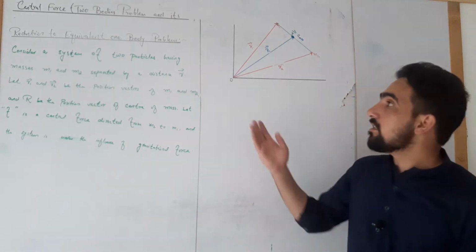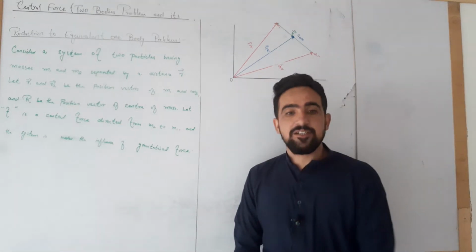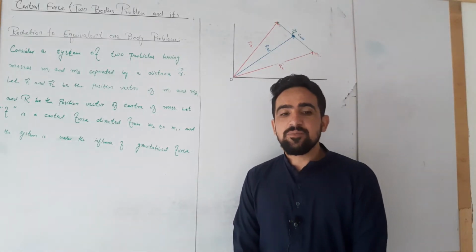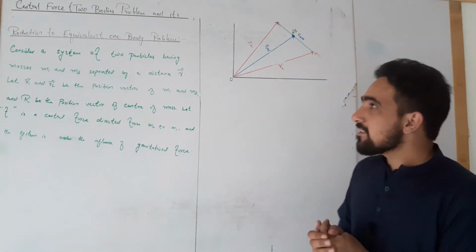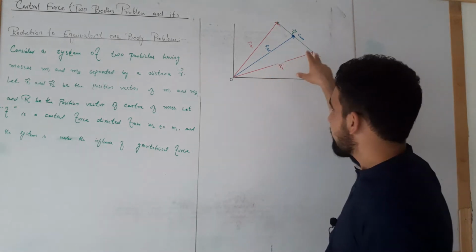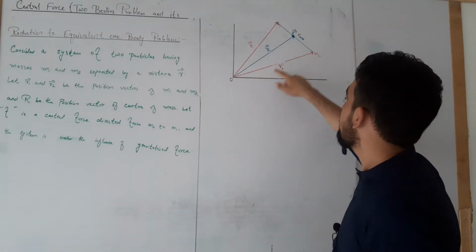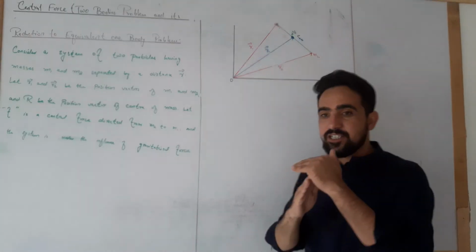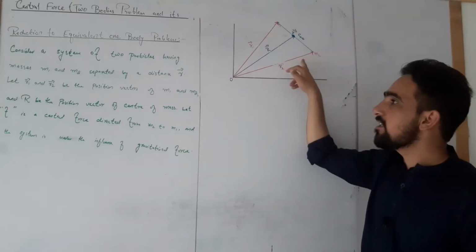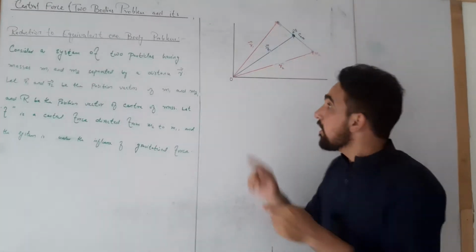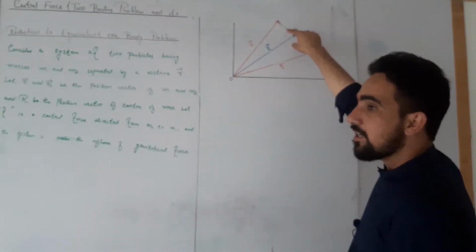Today we are going to discuss an application of the central force, that is the two-body problem and its reduction to the one-body problem. Let us consider a system of two particles whose masses are m1 and m2 and whose position vectors with respect to the origin are r1 and r2. These two particles are separated by a distance r between them.